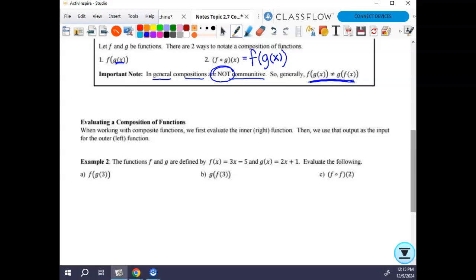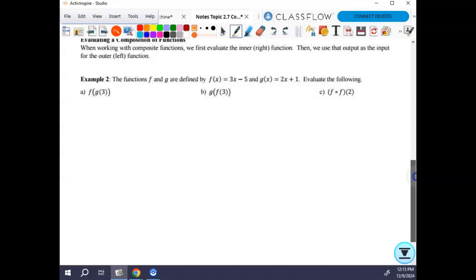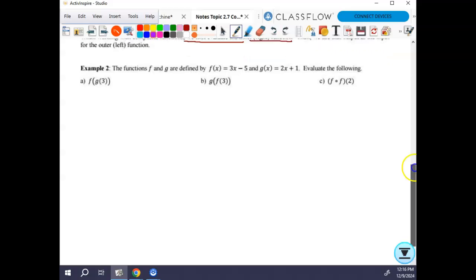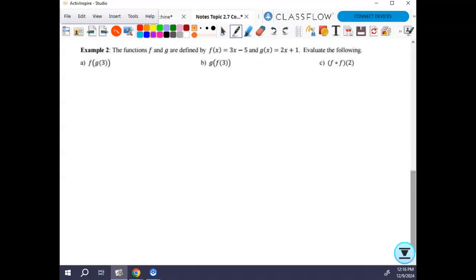Questions? All right. So then when we're evaluating them, we first evaluate the inner or the right function. Then we use the output as the input. Okay, again, whole business because we know how to do this. So I've got my f and my g here. So if I want f of g of 3, the first thing I'm going to find is g of 3. So I'm going to substitute it in up there and get 2 times 3 plus 1, which gives me 7.